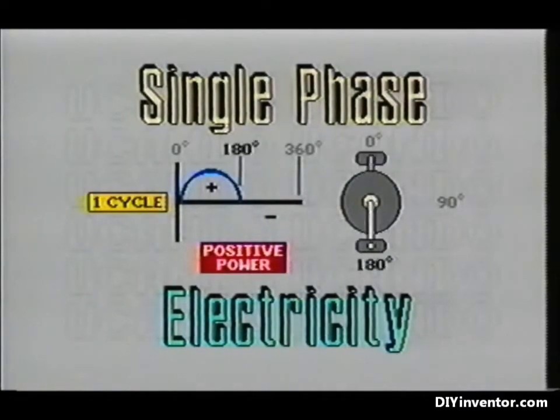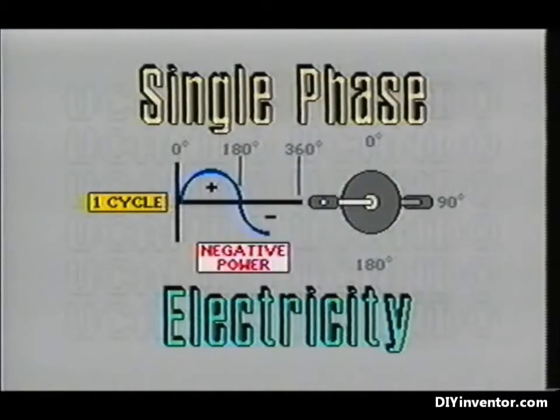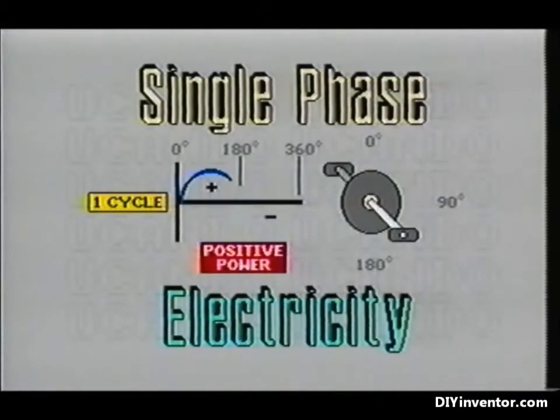As you can see, when one pedal is being pushed down, the other pedal is being returned to the 0-degree point. The return pedal stroke is not supplying power during its portion of the cycle.